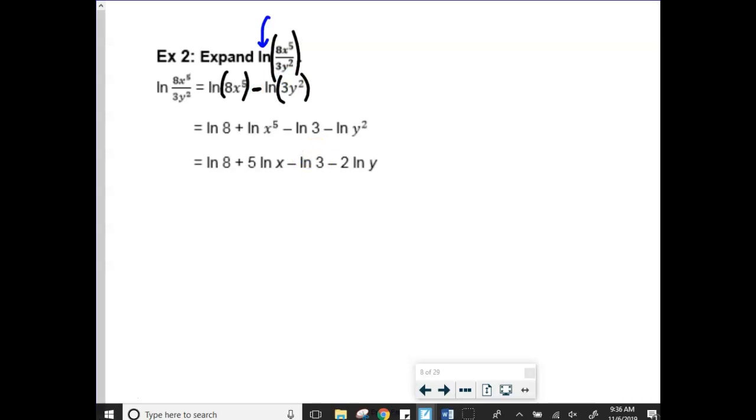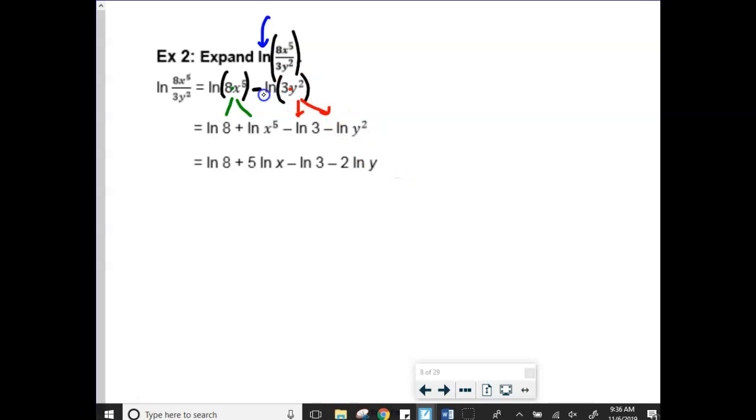So within the numerator, they have more properties. It said this is 8 times x to the 5th. So that's how they split up natural log of 8 plus natural log of x to the 5th. And then they split up this natural log, because again it's 3 times y to the 2nd. But look what they did.